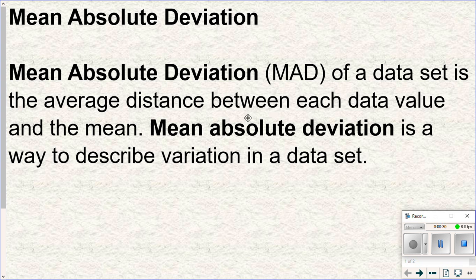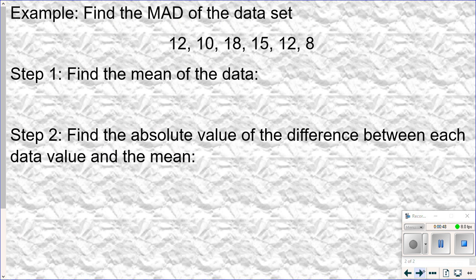Mean absolute deviation is a way to describe variation in a data set. So the greater the mean absolute deviation, the more variation there is in your data set. So this sounds really confusing, but I think when I show you how to calculate it, it'll make more sense to you. So let's do an example.